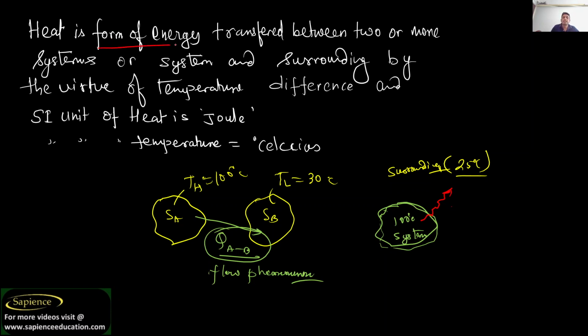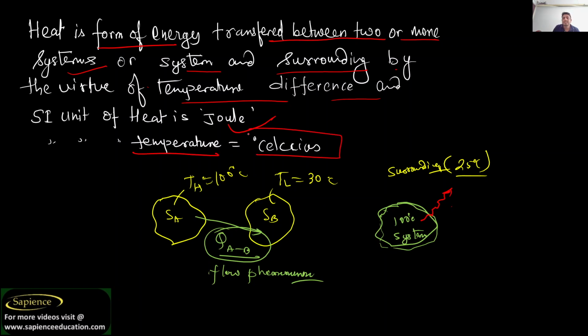That's why heat is a form of energy transfer between two or more systems, or system and surrounding, by virtue of a temperature difference, and the SI unit of heat is joule. Now the unit of temperature is degree Celsius.